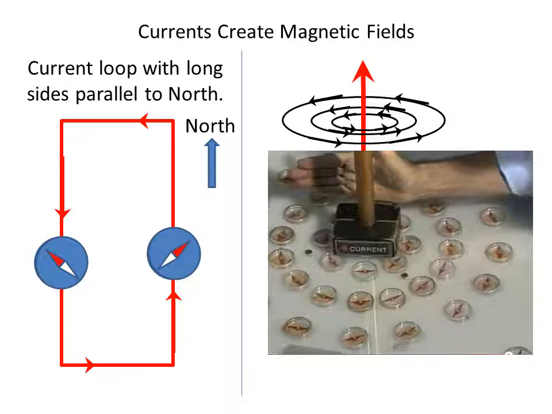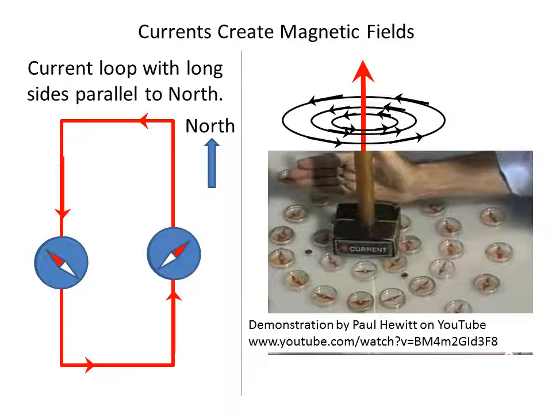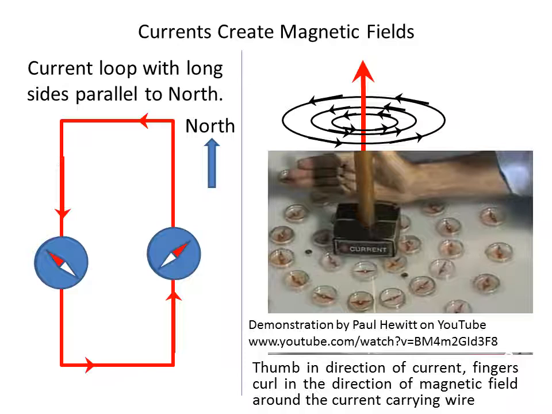If you did the experiment, which was done in a YouTube video by Paul Hewitt, which you can find at this website, there you see that the current is flowing through this large bar in the center of the picture, and all the compasses that are laying on the table there are arranged circularly around this bar, and you see the needles are pointing in a circular way around the bar, like shown in the diagram. The general rule is that if you put your thumb in the direction of the current, your fingers curl in the direction of the magnetic field around the current carrying wire.